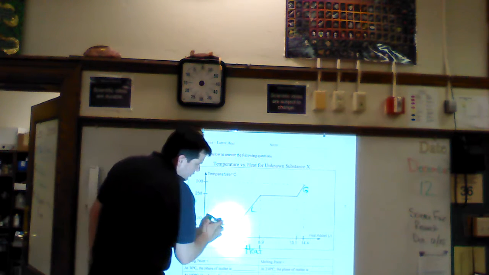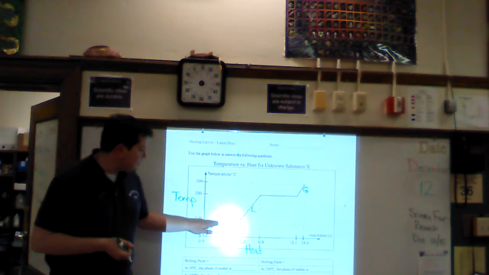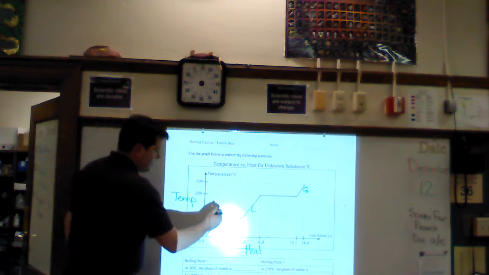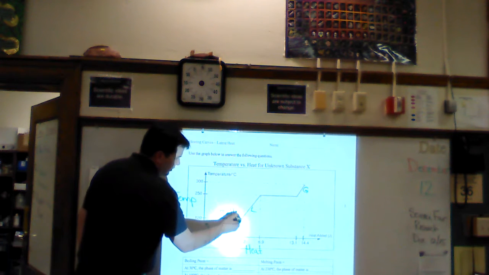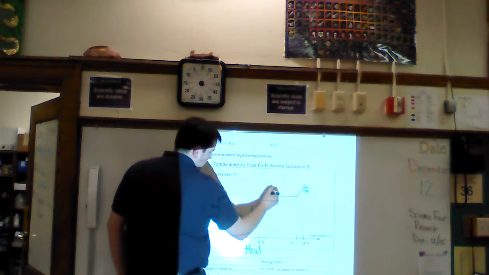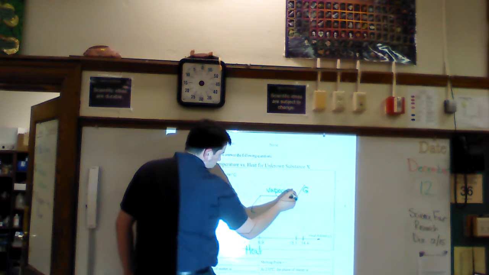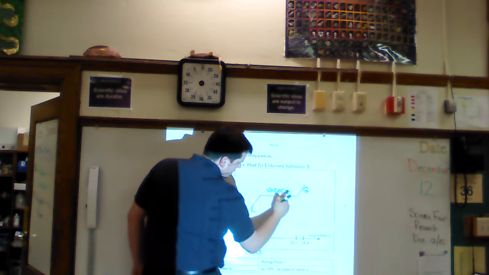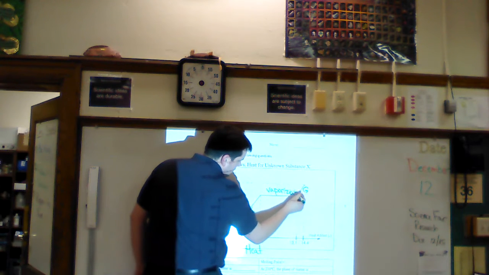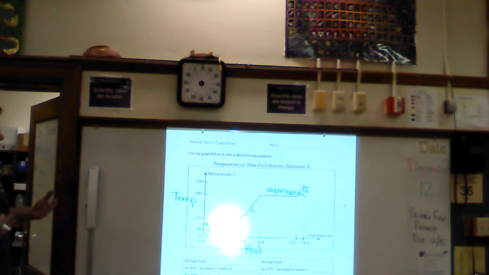Again, the flat sections are when we're changing from one phase to another. So what is the phase change between solid and liquid? Melting. I hope you can read that. Okay. And then over here, this would be vaporization or boiling or evaporation. Vaporization. There we go. I can spell. Okay, so you've got these parts to this graph, right?